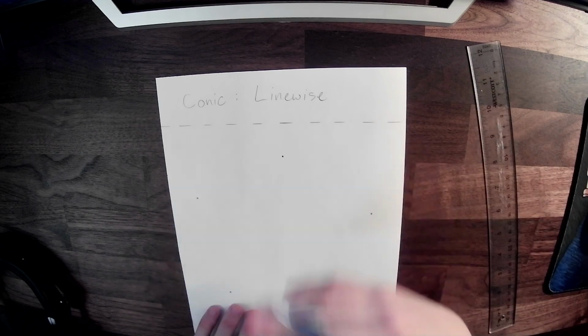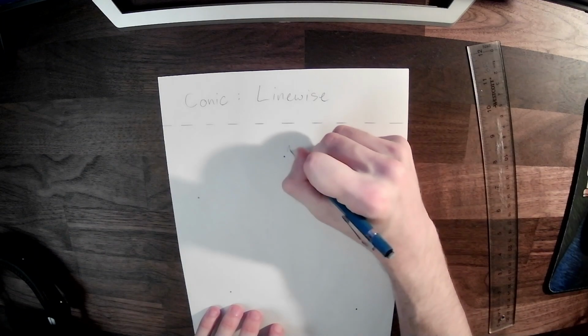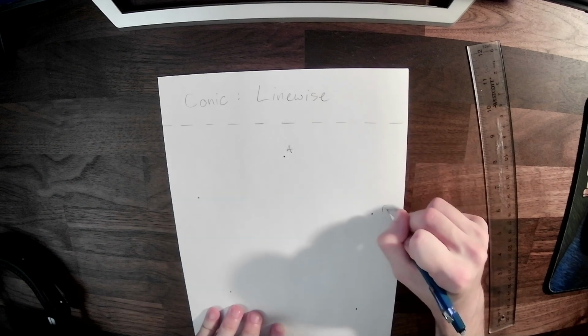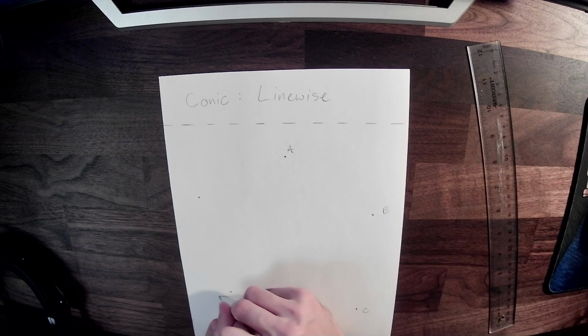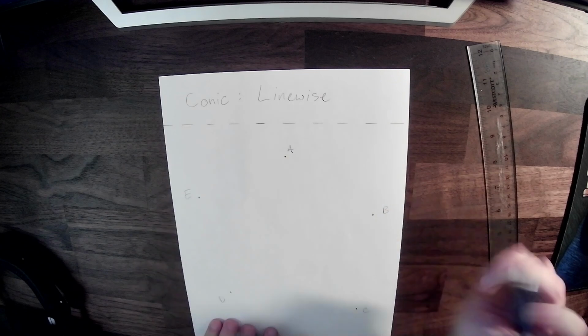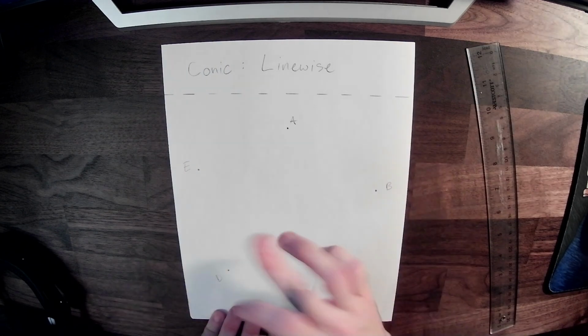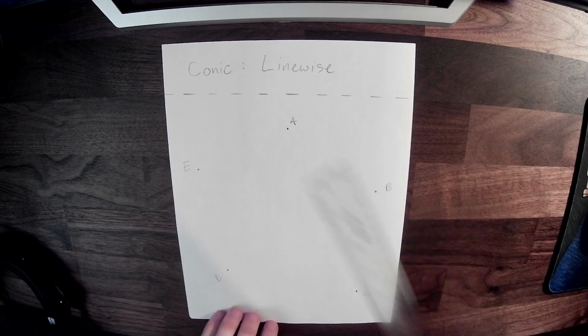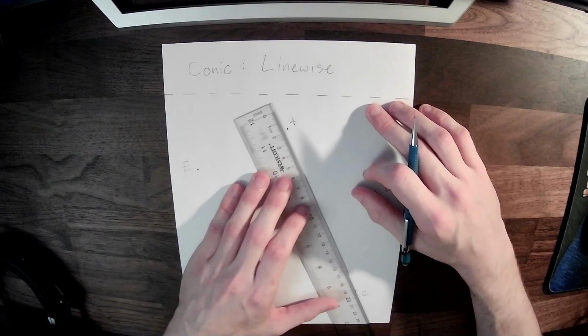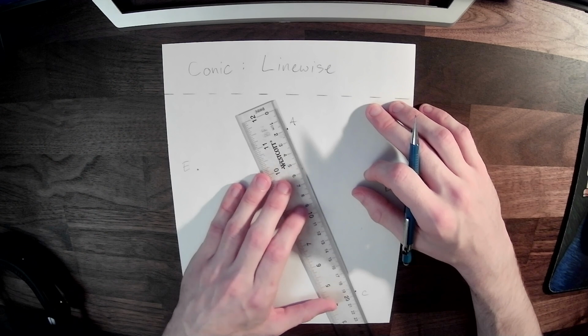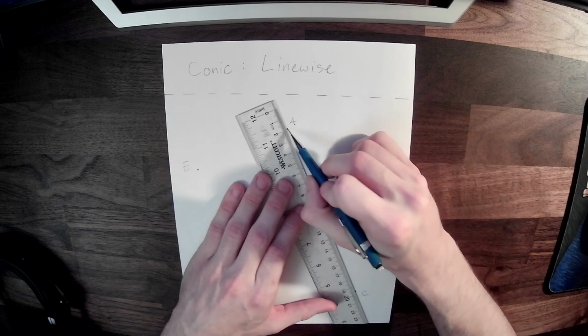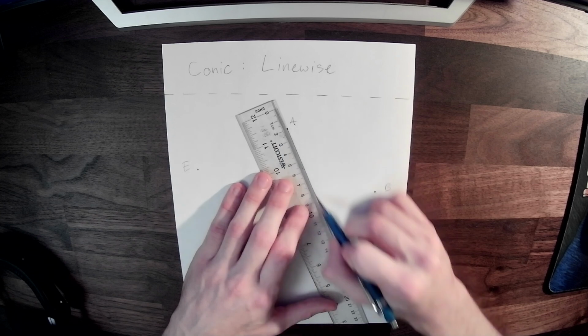Okay, so I've got my 5 points. These can be chosen anywhere on the page. I'm going to label them A through E. It's a little bit hard to read, but I've got A, B, C, D, E. And I'm going to connect them up in a pentagon. Or sorry, a pentagram first.